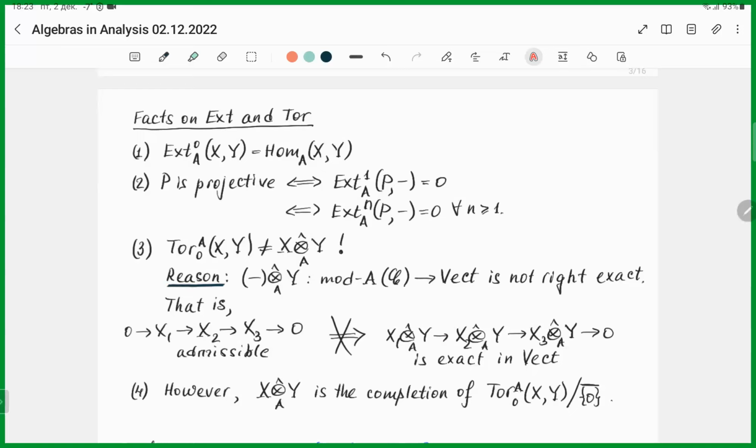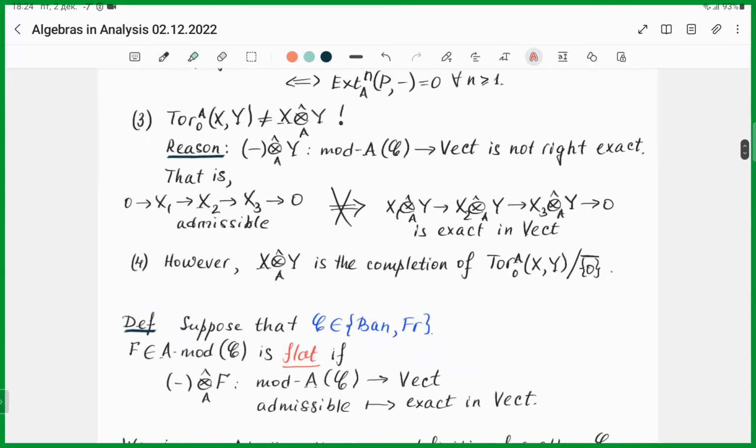Or more exactly, since Tor_0 is not necessarily Hausdorff, we must first quotient out the closure of 0. That is, we first of all form the associated Hausdorff locally convex space, and then we take the completion. By the way, if we work with Fréchet modules, then this quotient is already complete and is isomorphic to the projective tensor product.